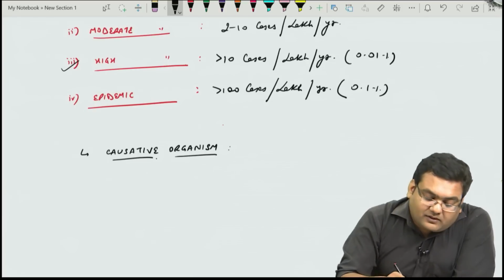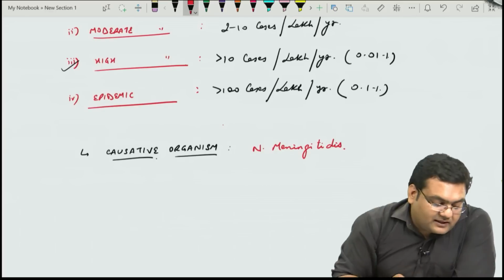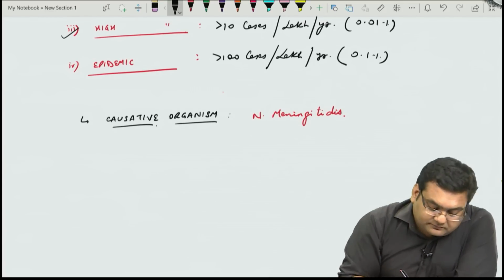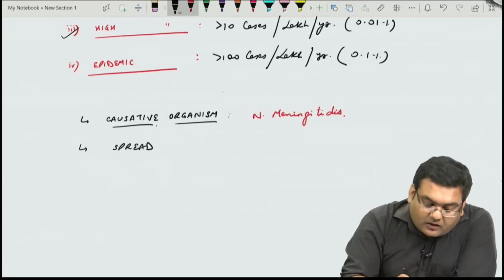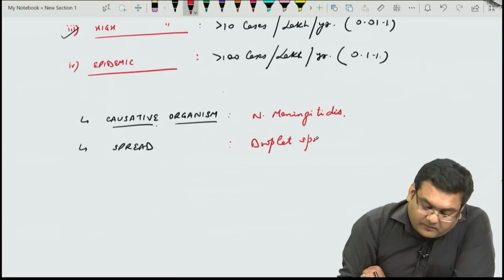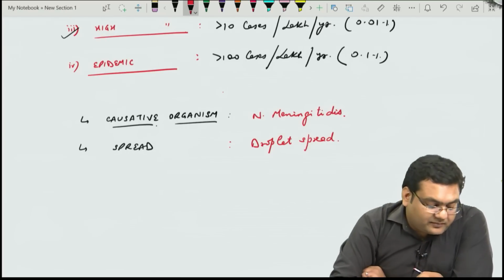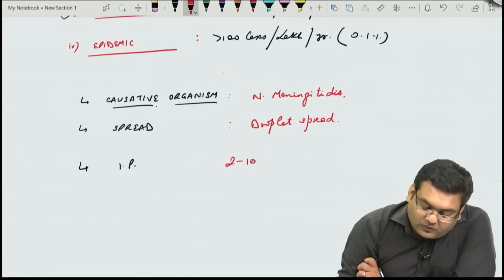What is the causative organism? Neisseria meningitidis. How does the disease spread? Very good. Droplet spread. What is the incubation period of the disease? It is 2 to 10 days.